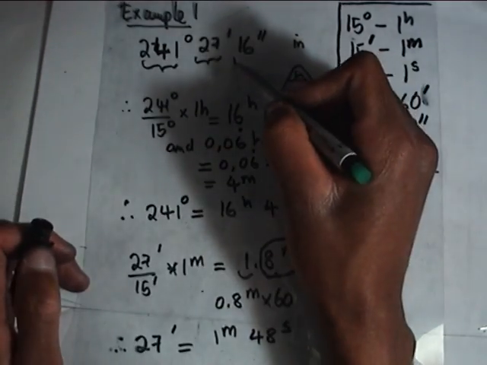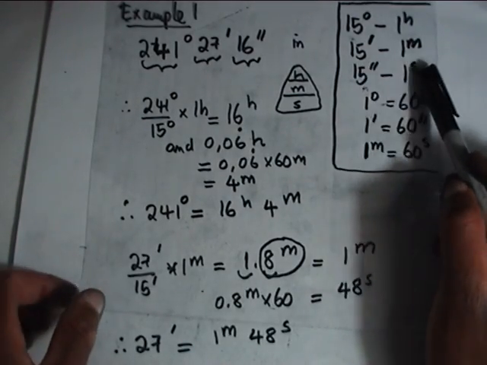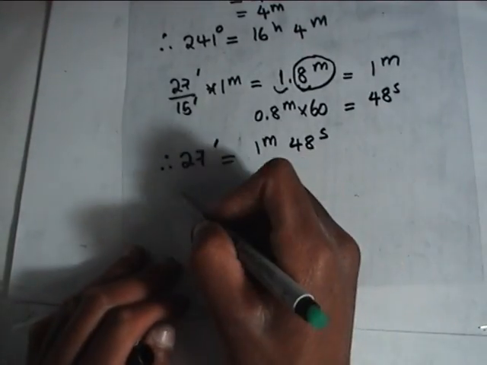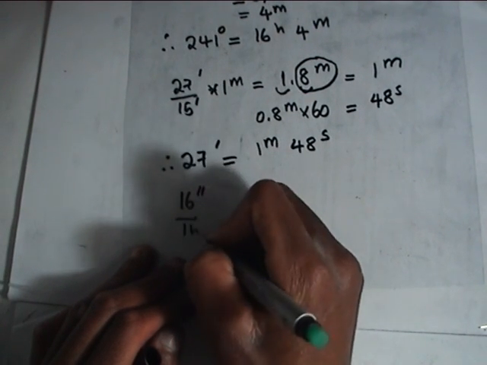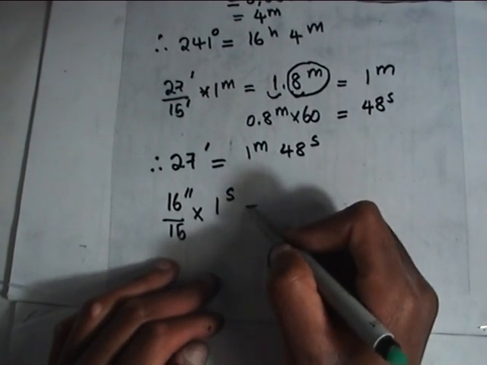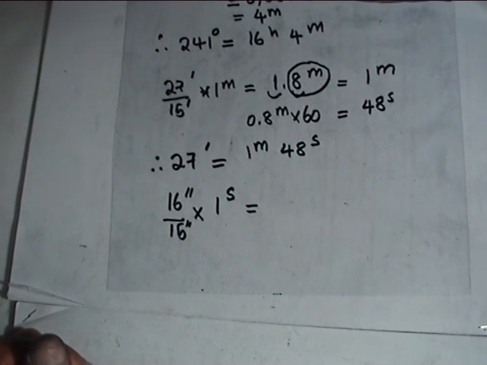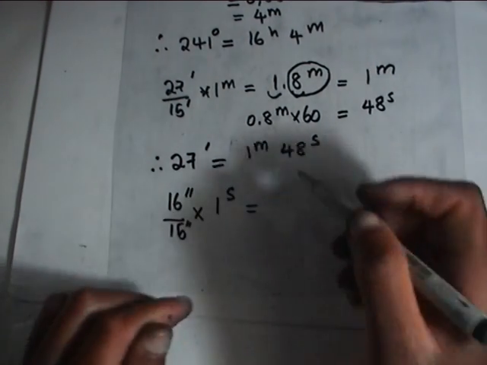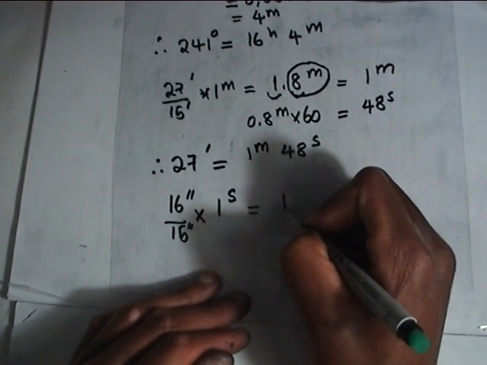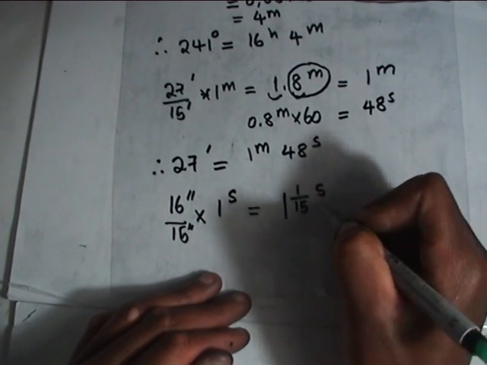Let's go to the 16 arc second part. We are going to use this conversion, 15 arc seconds and 1 second. That's the conversion we are going to use. So my 16 arc seconds over 15 multiplied by 1 time second, to get the number of seconds inside 16. So this will be 16 divided by 15. That one is equal to 1 and 1 over 15 time seconds.